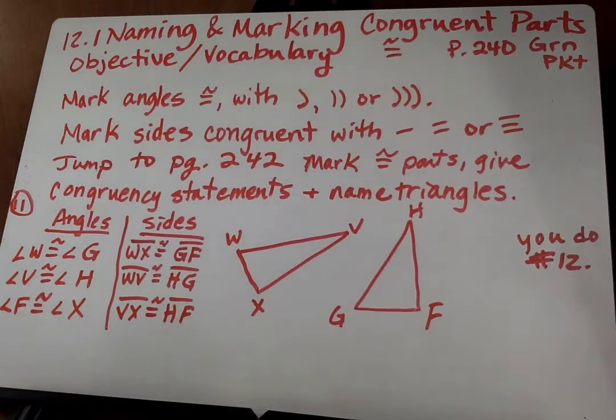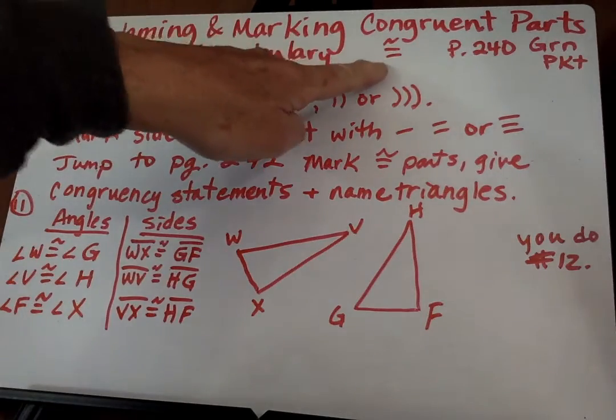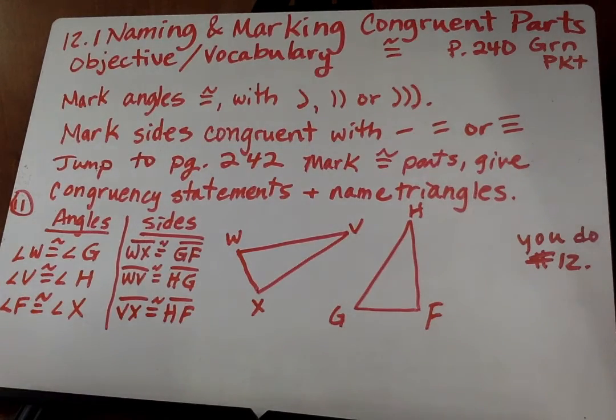Vocabulary: congruent, that's this sign right now. What that means: identical in form, coinciding exactly when superimposed. Congruent sides are the same length and congruent angles have the same measurement. Congruent markings communicate congruent relationships. Figures do not need to be drawn to scale. Congruent sides are marked with lines. The same number of lines indicate that the lengths are equal.